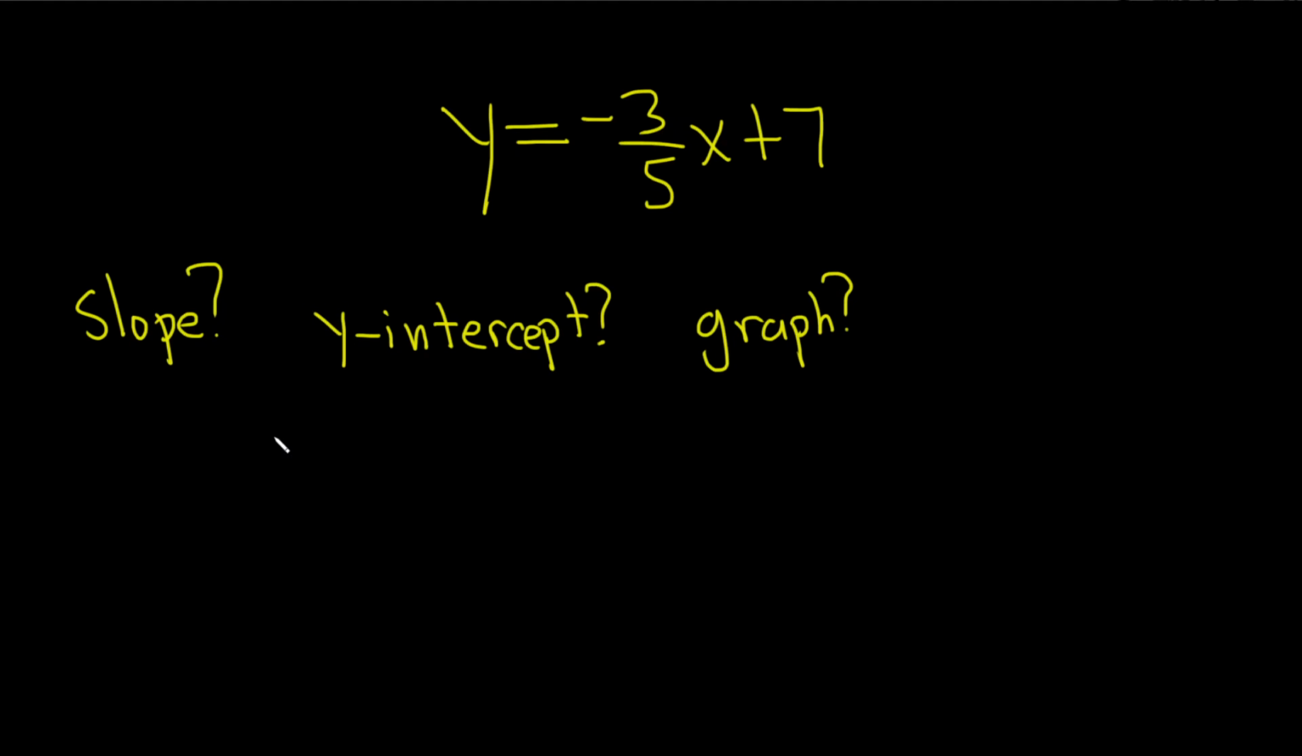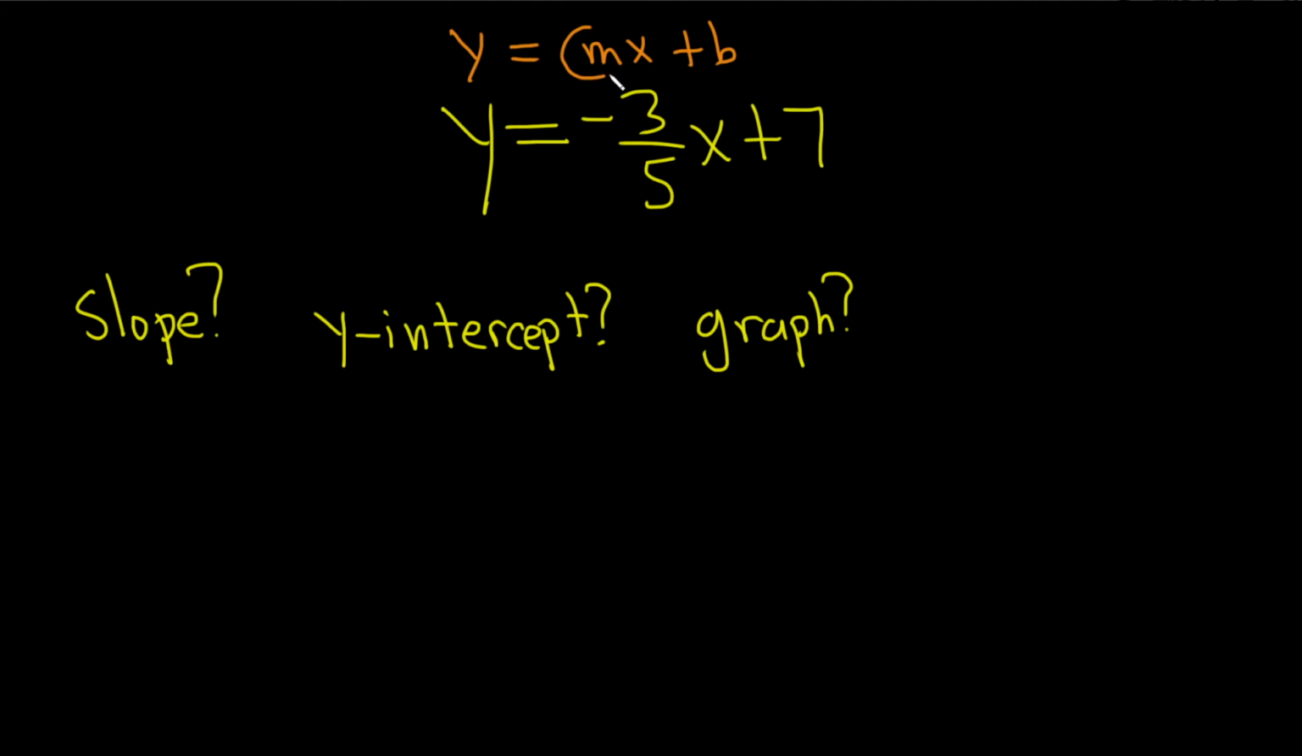Hi everyone, in this problem we have a line and we're asked for a few things. We want the slope, the y-intercept, and the graph. So step one is to realize that this is in the form y equals mx plus b. And so we can use this and matching to come up with the slope and y-intercept.